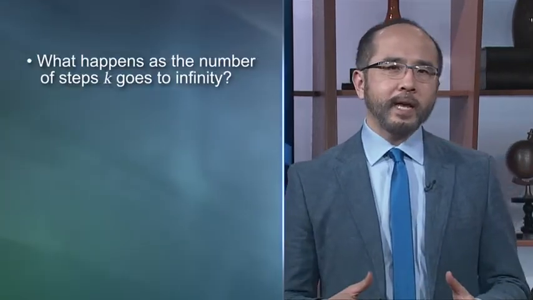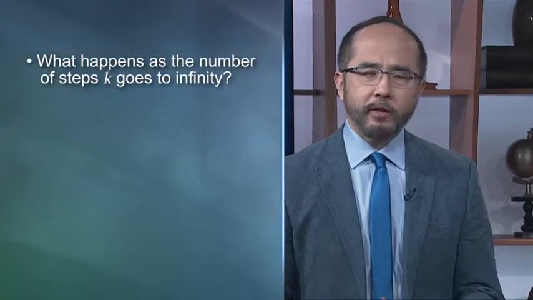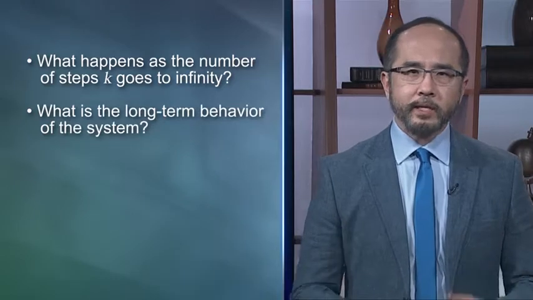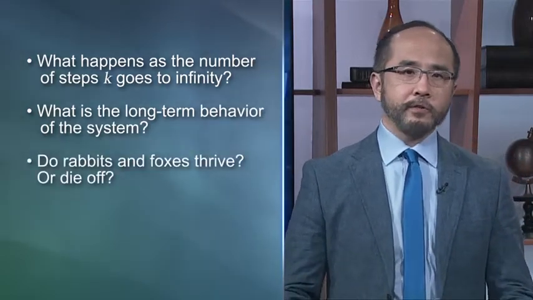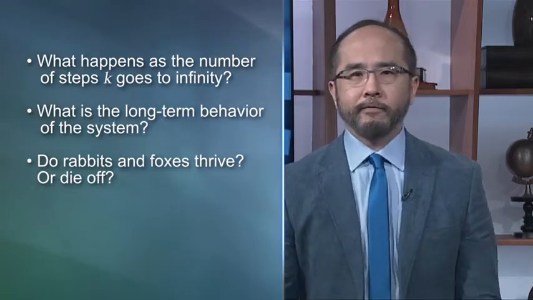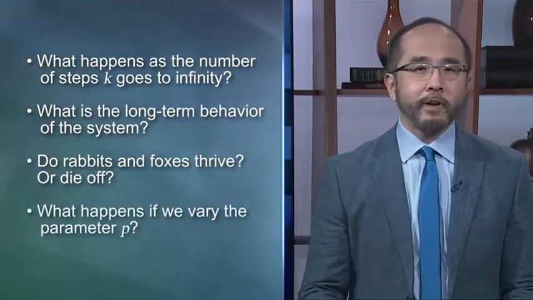The question we want to answer is, what happens as the number of steps k goes to infinity? What is the long-term behavior of this system? Do rabbits and foxes thrive, or do they die off? And what happens if we vary the parameter p? We'll study the cases where p equals 0.175, 0.16, and 0.10. We'll see exactly how the answers depend on the eigenvalues and eigenvectors in each instance.